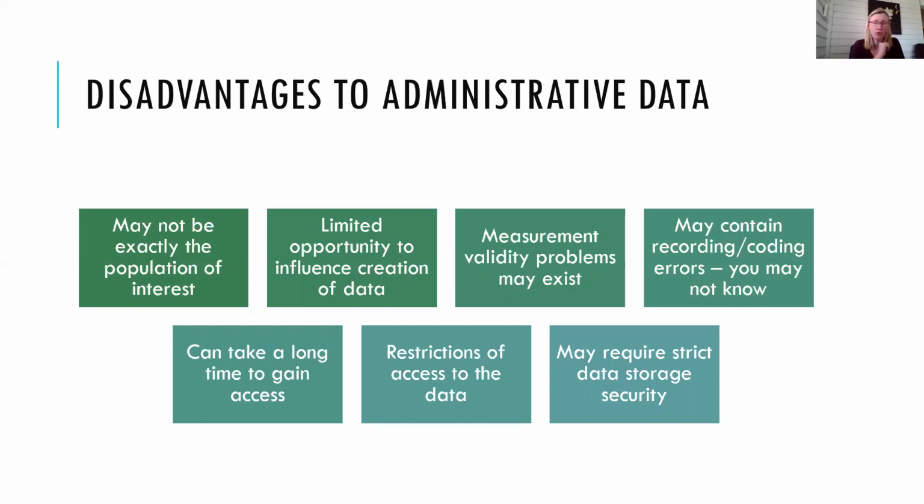Measurement and validity problems definitely can exist in both secondary and administrative sources of data because we as the researcher don't have control over the study. When someone else is collecting that data and compiling it into a data set, they do it for their own purposes. We need to be very careful and mindful of these things as researchers when we're using someone else's information.